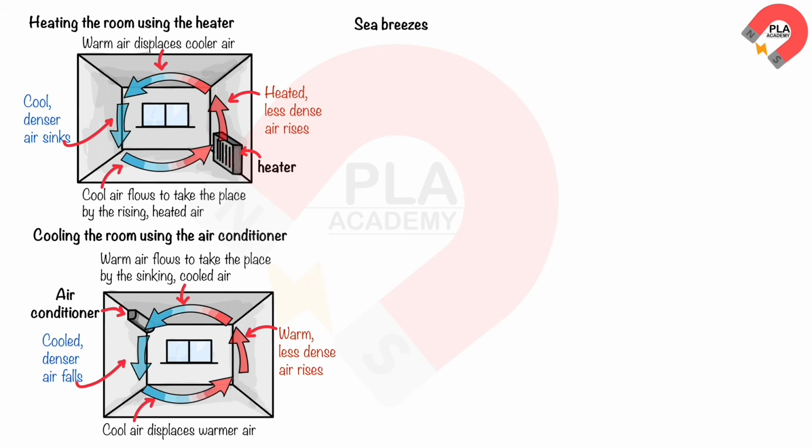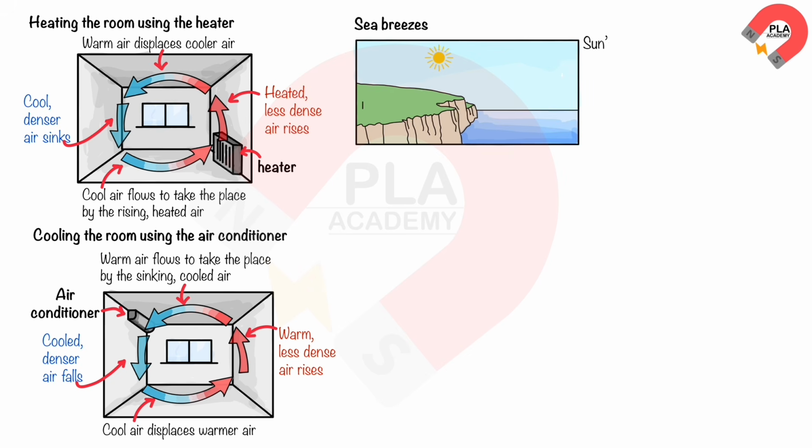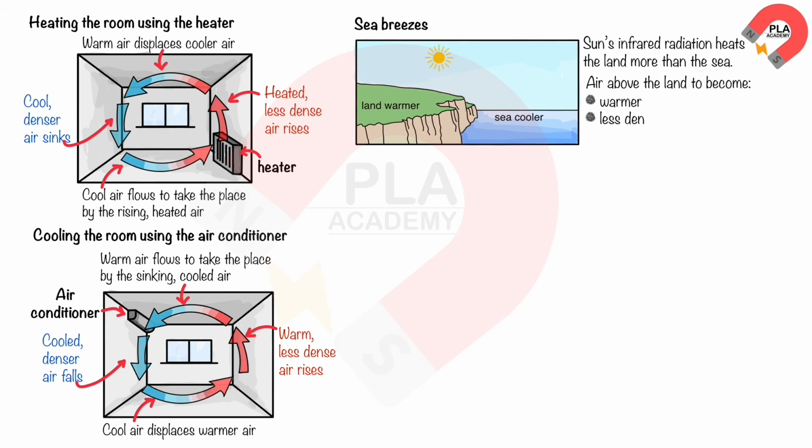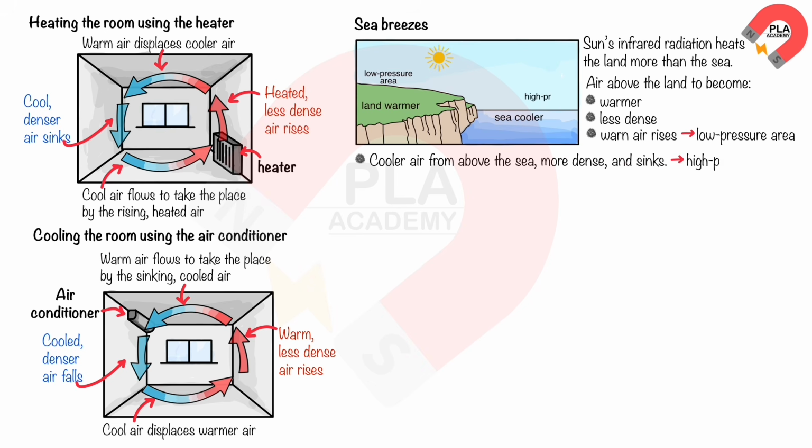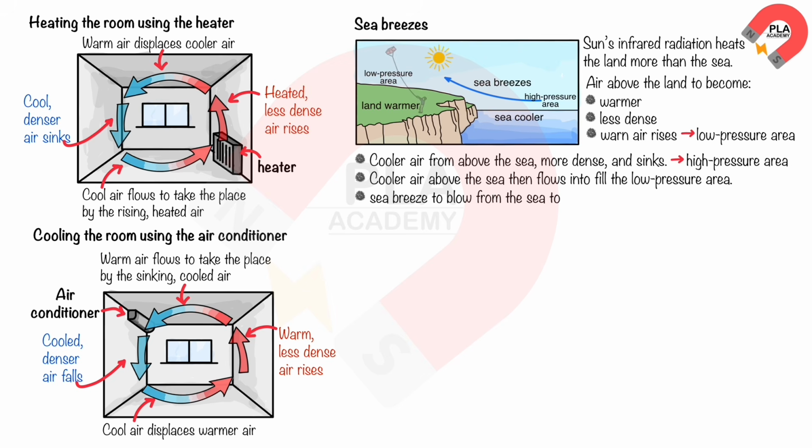Sea breezes. During the day, the sun's infrared radiation heats the land more than the sea. This causes the air above the land to become warmer and less dense than the air above the sea. The warm air above the land rises, creating a low-pressure area. Cooler air above the sea, more dense, sinks, creating a high-pressure area. Cooler air above the sea then flows in to fill the low-pressure area. This convection current causes a sea breeze to blow from the sea to the land.